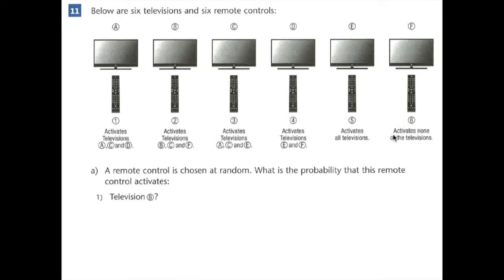And remote 6 might as well be a doorstop. It activates none of the televisions. A remote control is chosen at random. What is the probability that this remote control activates television B?